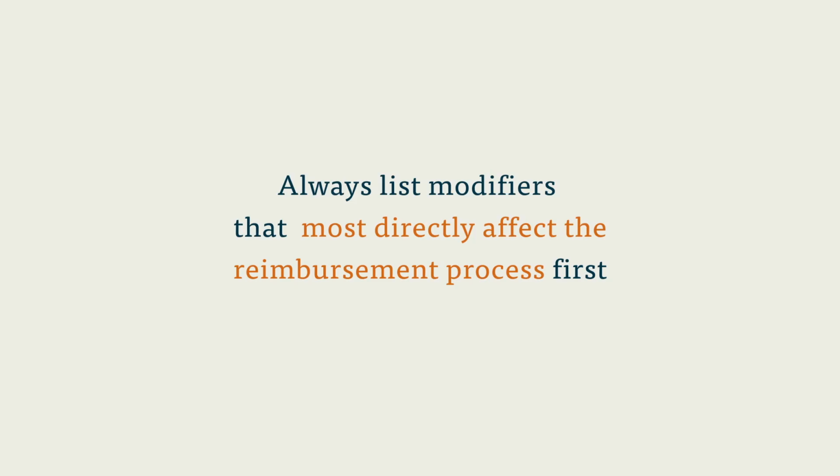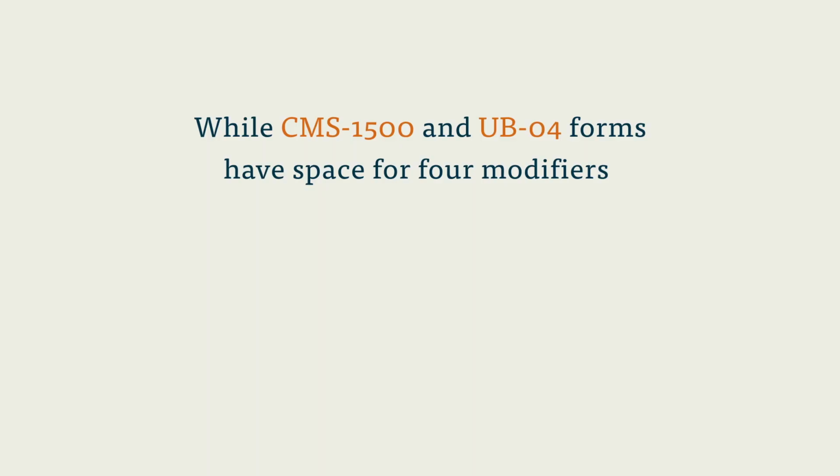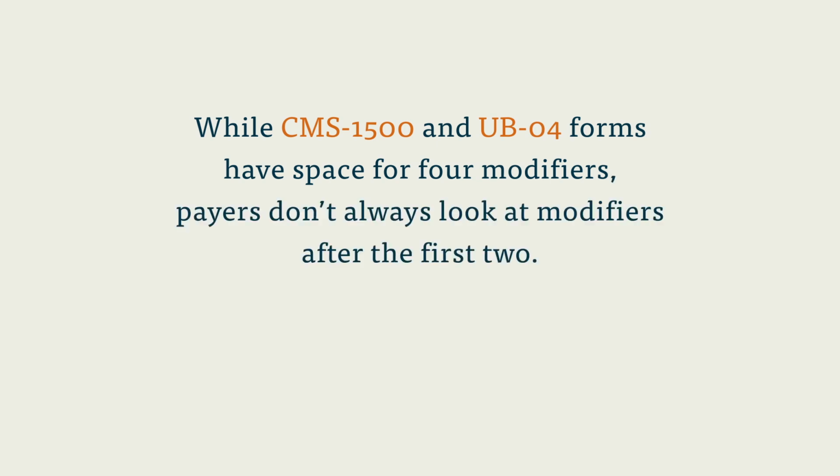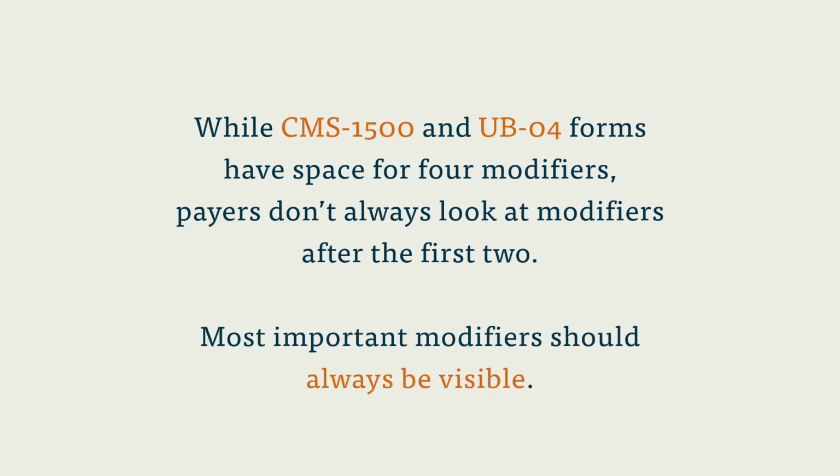The distinction between the two is simple. You always want to list the modifiers that most directly affect the reimbursement process first. There's a straightforward reason to this too. While CMS 1500 and UB04 forms, the two most common claim forms, have space for 4 modifiers, payers don't always look at modifiers after the first two. Because of this, you always want the most important modifiers to be visible. We'll return to this point in a few examples after we examine the CPT modifiers.